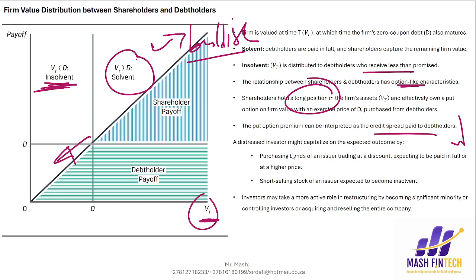So a distressed investor might capitalize in two outcomes. Either they purchase the bonds of an issuer trading at a discount, expecting that the value is going to go up at some time, or they short sell stock. So they are short selling stock, such that at a time when the firm is now doing better, they take a long position and sell that stock and make a profit from that as well. Alternatively, the investors are going to take an active role in restructuring the company, such that the value of the firm goes up and then later on resell it again, make a profit from so doing.